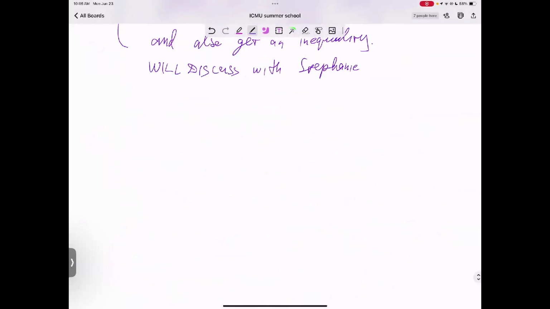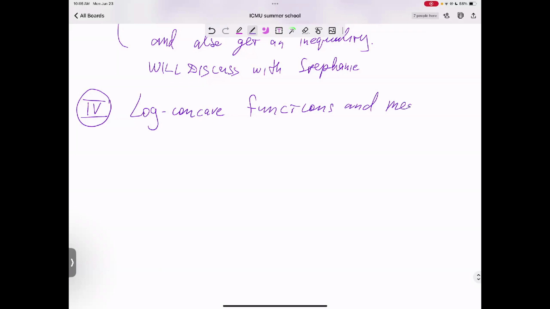Cool. So let's move on to little tiny bits that I want to discuss in order to set ourselves up for the next lecture. Part 4: log-concave functions and measures. In order to prove the Minkowski inequality, we'll actually prove something more general. We will prove it by proving a more general, amazing, useful inequality. Let me recall the following definition of a log-concave function.